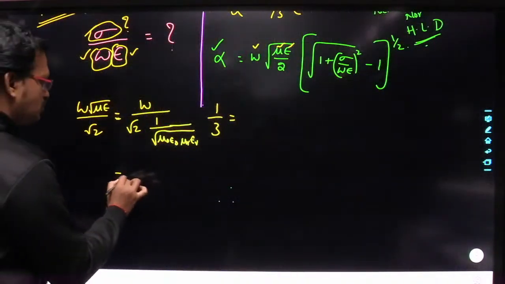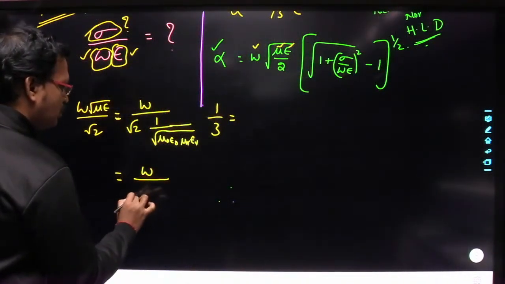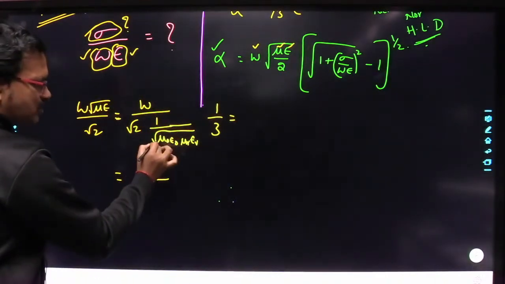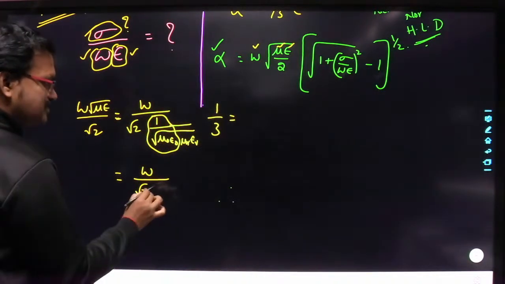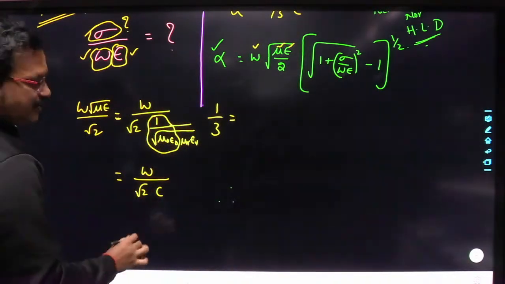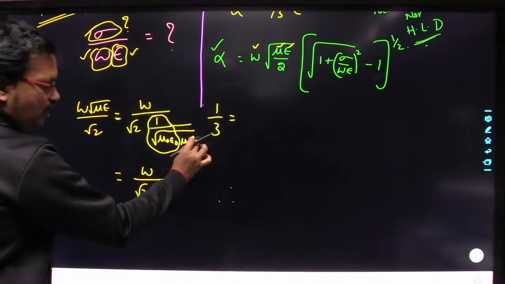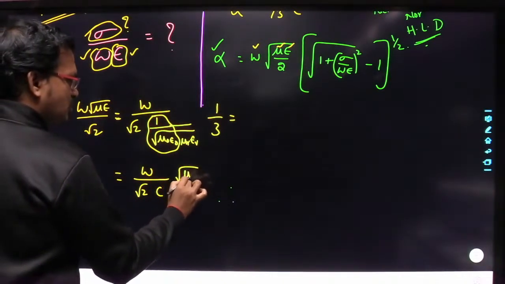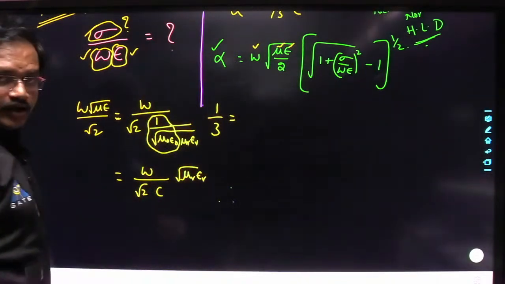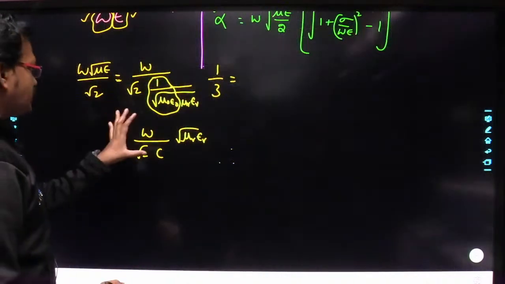So this is equal to, I can write it as omega by root 2 into 1 by square root of mu naught epsilon naught. 1 by square root of mu naught epsilon naught is nothing but c. Next, what is left out? 1 by square root of mu r epsilon r. So if you take this to the numerator, I can write it as square root of mu r epsilon r. Now it is very easy for us to determine this value.